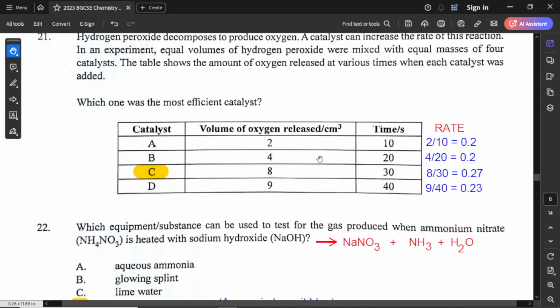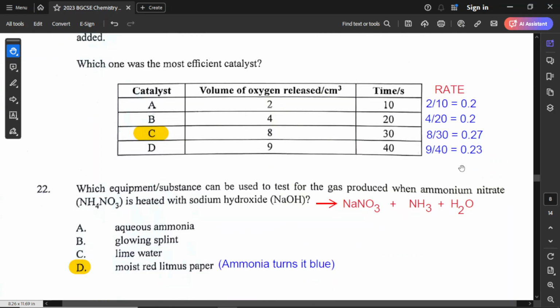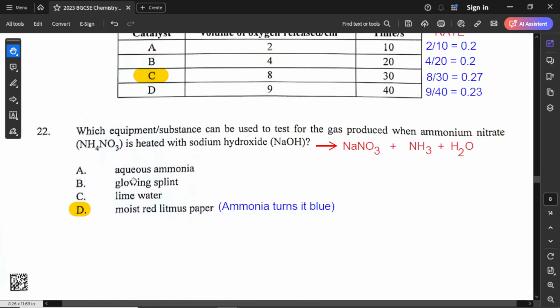How we calculate the rate of reaction here is the volume of oxygen per time, so we divide each of them by time. These are the rates I have here. If you notice, the most efficient one definitely will be C because it produces a greater rate, okay? It produces more oxygen per second. They're very close, but definitely C is the most efficient one.